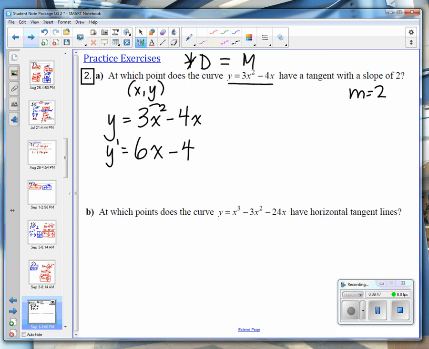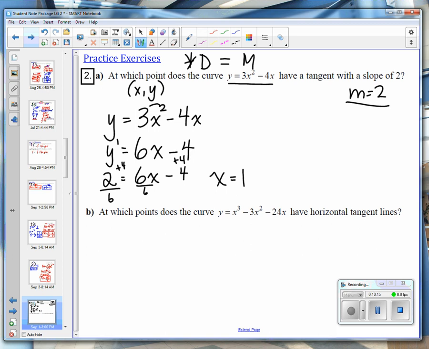Hopefully you're starting to get a little bit more comfortable with those derivatives. Now, if I've got that as my derivative, remember slope is equal to 2. Well, derivative is slope, so it must be 2 is equal to 6x minus 4. And now what we have to do is solve for x. So add 4, which is 6, divide by 6, divide by 6. So x is going to be equal just to 1.